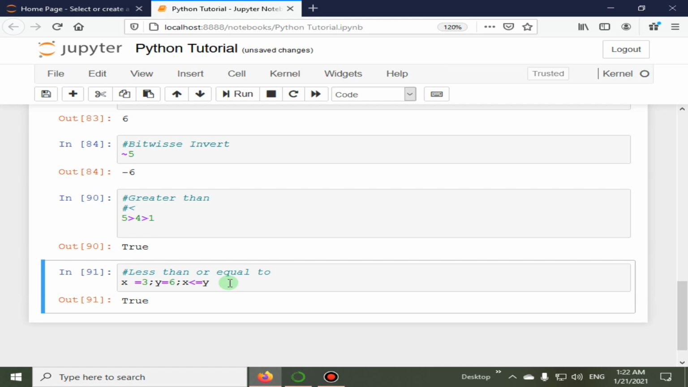And next we will discuss greater than or equal to. I will replace this with the new code. We will write x is equal to 4 and I will include y is equal to 3, and x greater than or equal to, let's suppose, 3. So it returned true.